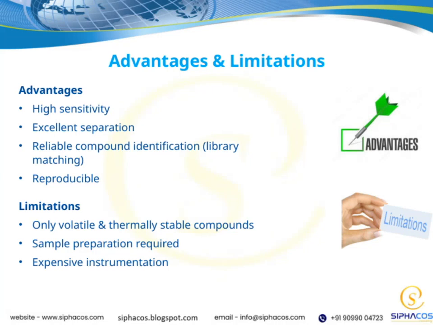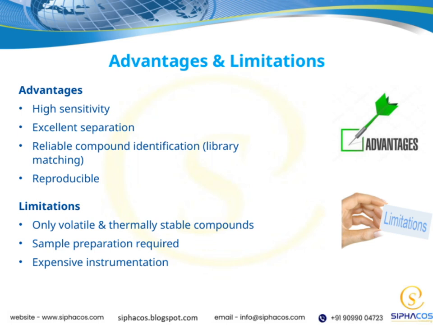Let's talk about some of the advantages and limitations of this technique. First, on the advantages side, it offers high sensitivity, meaning it can detect even very small amounts of compounds. This is crucial in many analytical applications. It also provides excellent separation of compounds, which helps us distinguish between similar molecules more effectively. Plus, it allows for reliable compound identification through library matching, giving us confidence in our results. And importantly, it's highly reproducible, so we can trust that repeated analyses will yield consistent data.